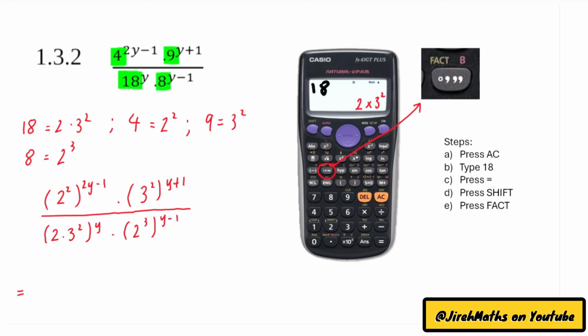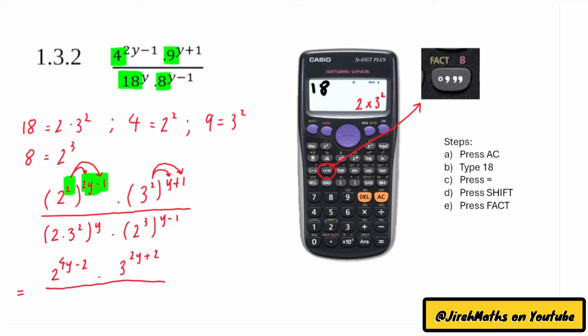I can now simplify this further. So when you have an exponent, so 2 to the y, and there's another exponent on the inside, you need to multiply the 2 by everything. So 2 times 2y and 2 times 1. So you'll end up with 2 to the 4y minus 2 times. The same goes with the 3 squared. So it will be 2 times y and 2 times 1. So it will be 3 to the 2y plus 2 all over.